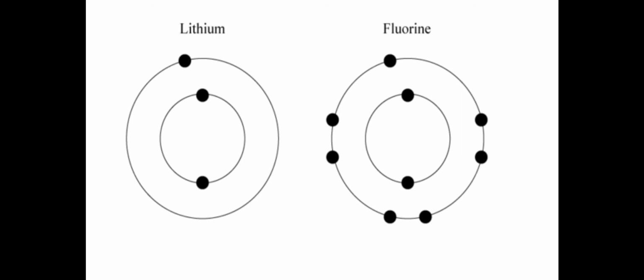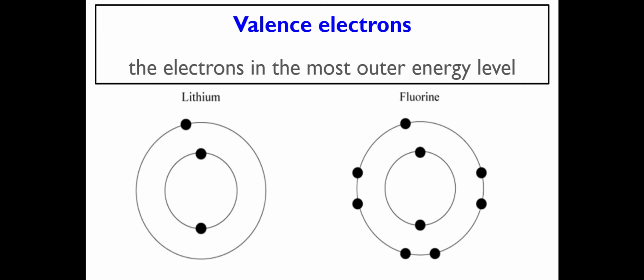They repel each other. So here's a new concept I need you to write in your notebook. We give a name to the electrons in the outermost energy level. We call them valence electrons. Valence electrons are the electrons in the outermost energy level.